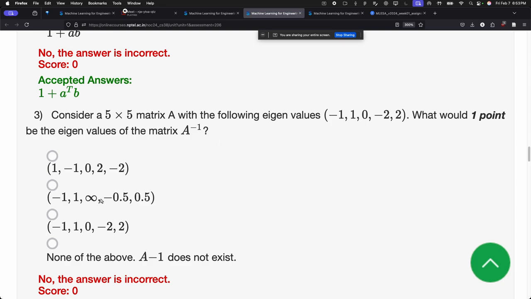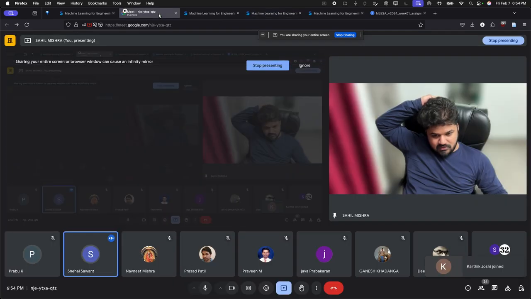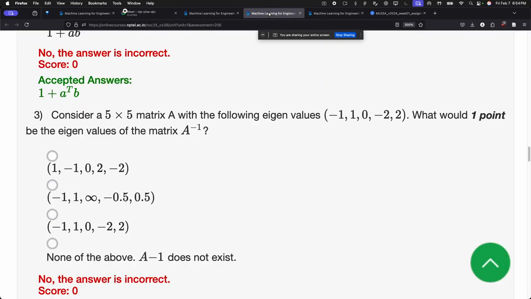What ABCD what? No. Option number B is incorrect. If you are just inverting it, then it's not correct. These are eigenvalues. Where is it written determinant will be 0?